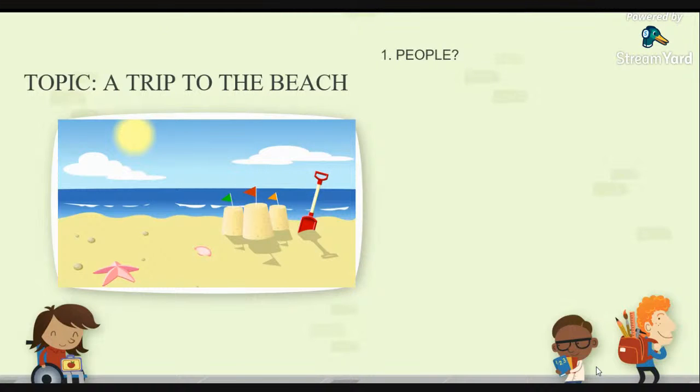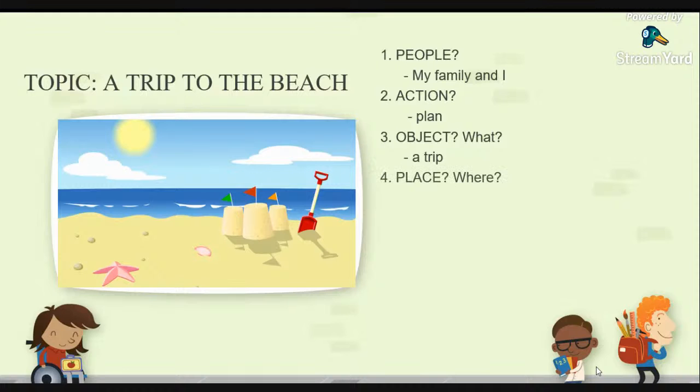First, the people. Who are the people in the story? Okay, here we have my family and I. And what the people in the story do? We plan. First we plan. Before we go to the trip, we plan. And then the object. Plan what? Of course, we plan a trip. And trip to where? Okay, untuk place dia, where? We plan a trip to the beach.